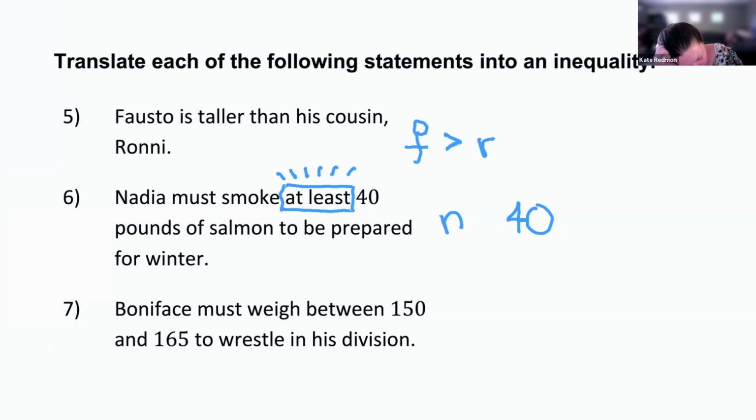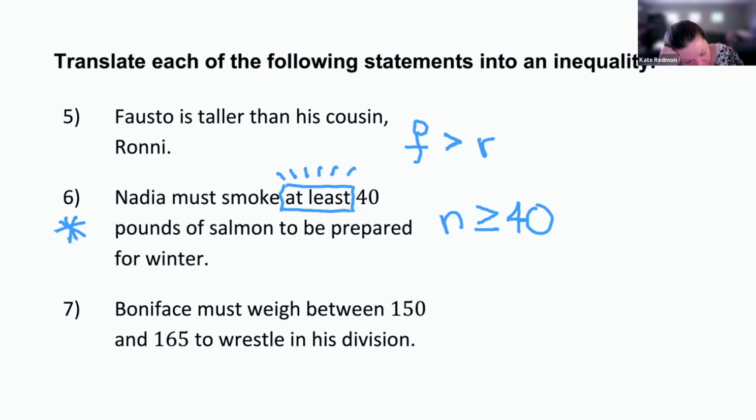Let's think about what that means, because a lot of students just want to automatically put a less than symbol. But if you want at least 40 pounds, that means it's okay for you to be equal to 40 pounds, but it's also okay for you to be greater than. You don't want to be less than 40 pounds if you want at least 40 pounds. That's the smallest you're allowed to be. And so at least is a greater than or equal to symbol. This is a tricky one for students, so take note of that.